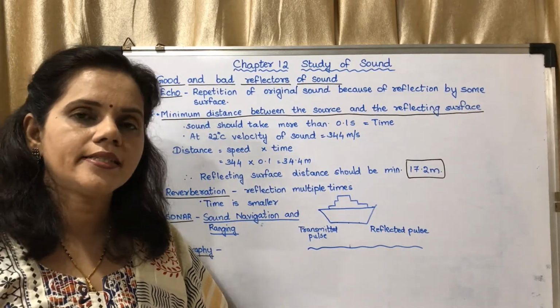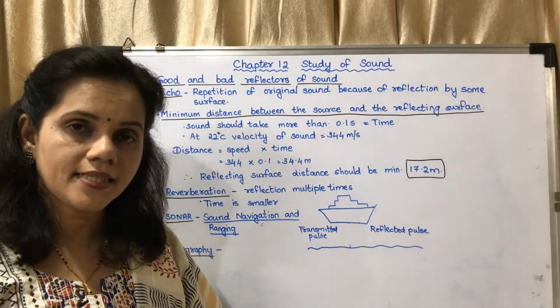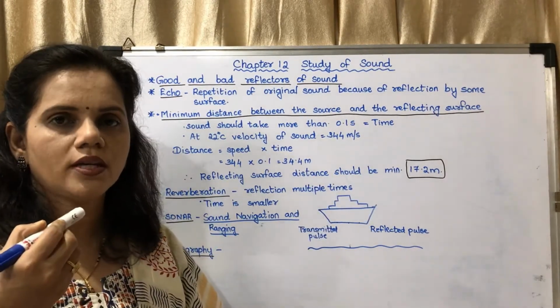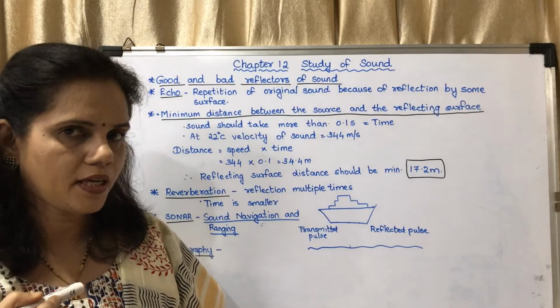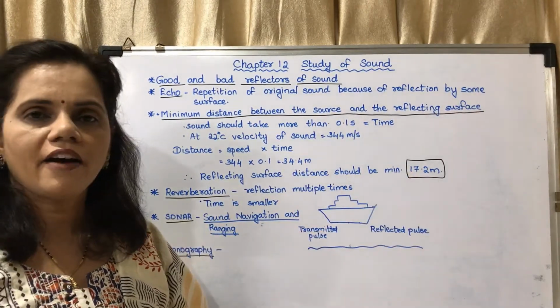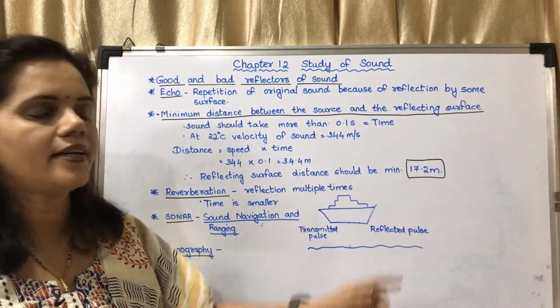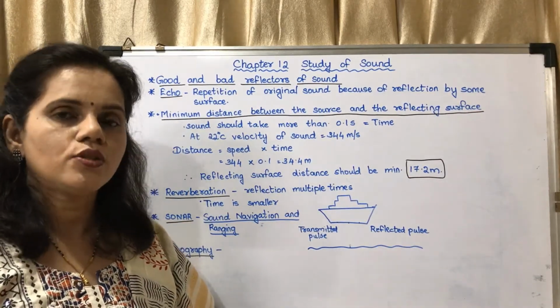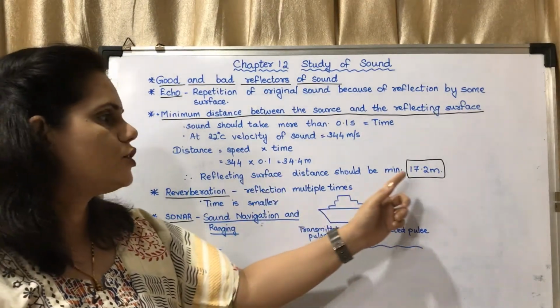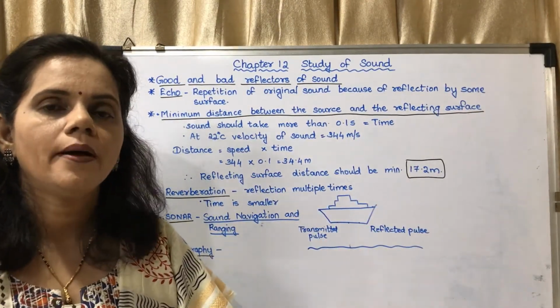Okay, now this is the distance which the sound has to travel, one way and two way. That means going and coming. So what will be the one way distance? The one way distance will be half of this, that is 17.2 meters. So that means the minimum distance of the reflecting surface should be 17.2 meters.